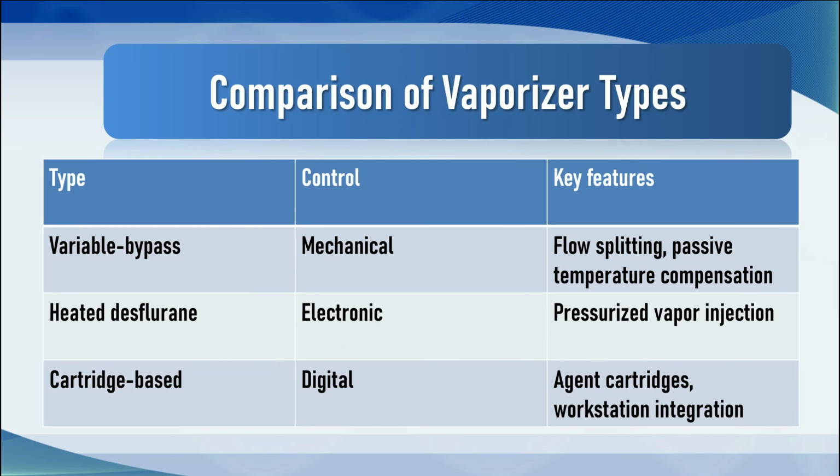So we really have three types of vaporizers. The variable bypass systems that I covered in the previous tutorial, the heated and pressurized Desflurane devices that started with the TEC 6, and the cartridge-based digital devices. Of course, in the Aladdin system, the Desflurane is a hybrid. For sevoflurane, the Aladdin is an electronically controlled variable bypass device, but for Desflurane, it is an electronically controlled injection vaporizer, as Desflurane needs to be heated, pressurized, and then subsequently injected.